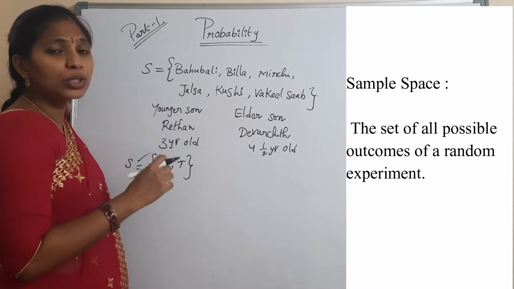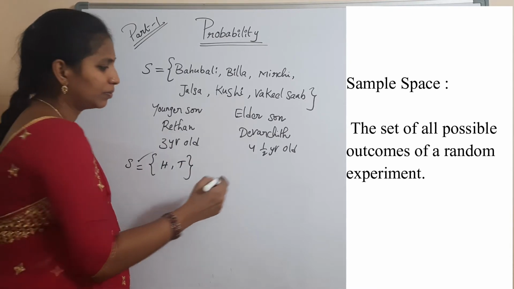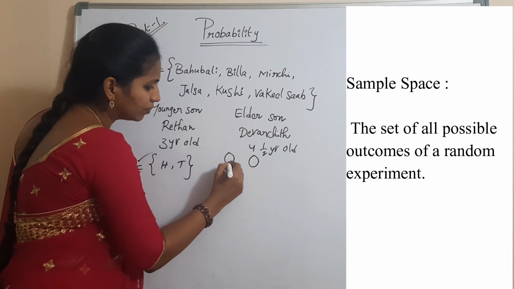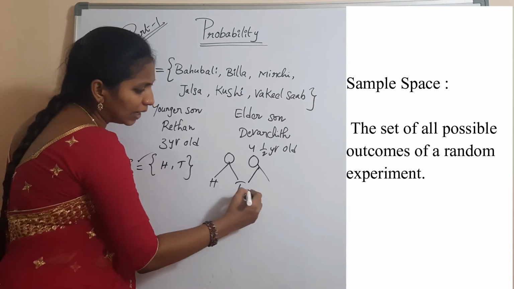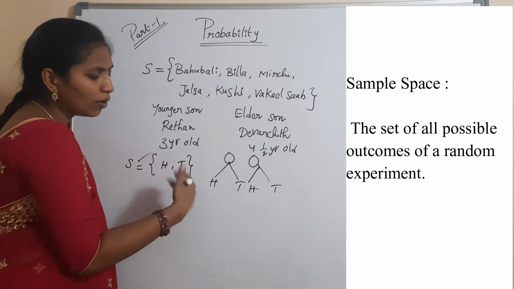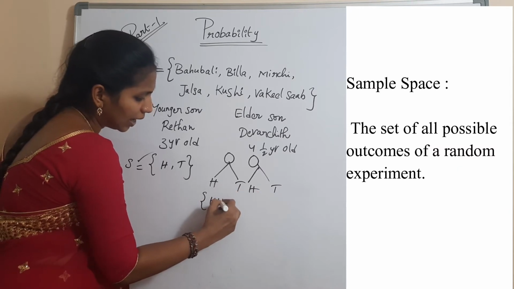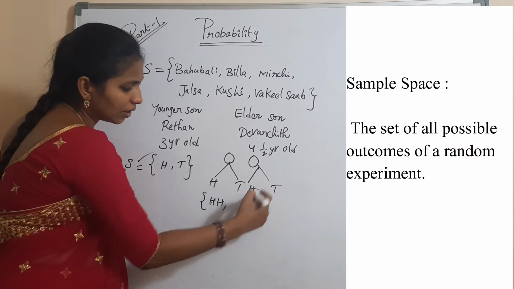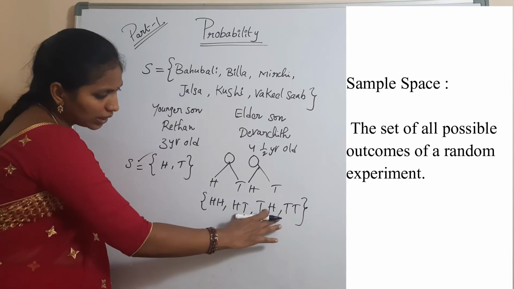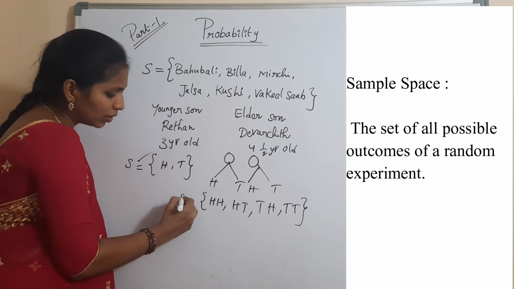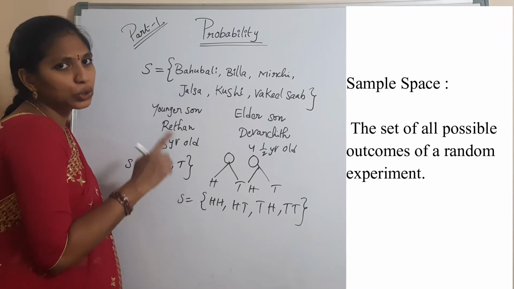For suppose if I toss 2 coins simultaneously, then what will be the outcomes? This is one coin and this is another coin. From this coin, I will get either head or tail. Again from this coin, I will get either head or tail. So, what will be the possible outcomes? H, H. Okay, next H, T. Next T, H. Next one is T, T. All these possible outcomes placed in a set. So, this is called S, sample space. This is a sample space example for tossing 2 coins.